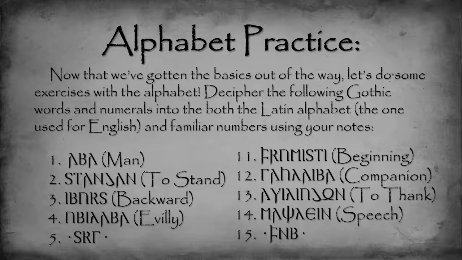Number 1 is ABA, number 2 is STANDAN, number 3 is IBUKS, number 4 is UBILABA, number 5 is 223, remember those dots, number 11 is FRUMISTI, number 12 is GAHLAIBA, number 13 is AWILIUDON, number 14 is MAÞLEIN, and number 15 is the number 552.